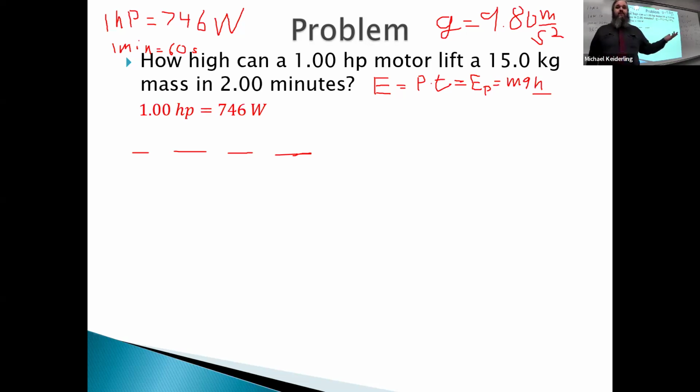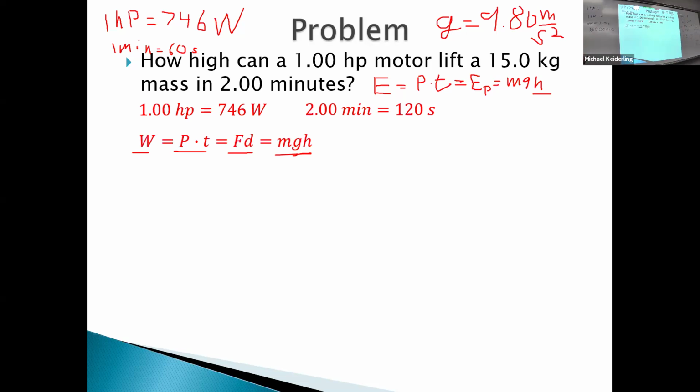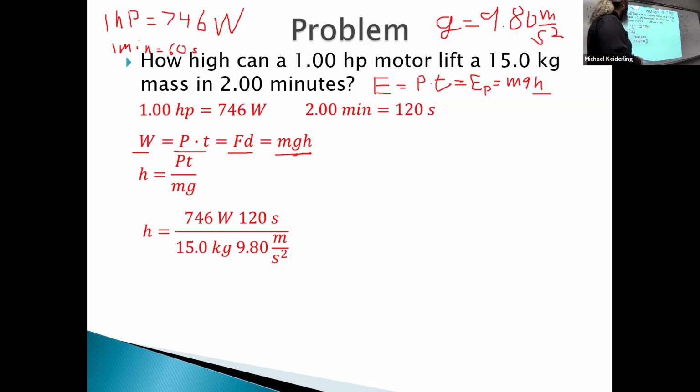So 1 horsepower is 746 watts. We can now calculate how much work a 1 horsepower motor is going to do in 2 minutes. 2 minutes is 120 seconds, with 1 minute at 60 seconds. So work is power times time, which equals force times distance, which equals mg times h. So the height is going to be power times time divided by the weight, mg. So 746 watts times 120 seconds divided by 15 kilograms times 9.8 meters per second squared comes out to 609 meters.